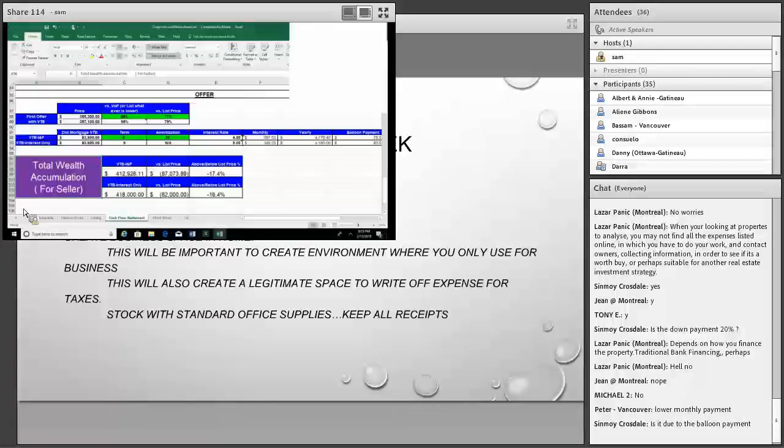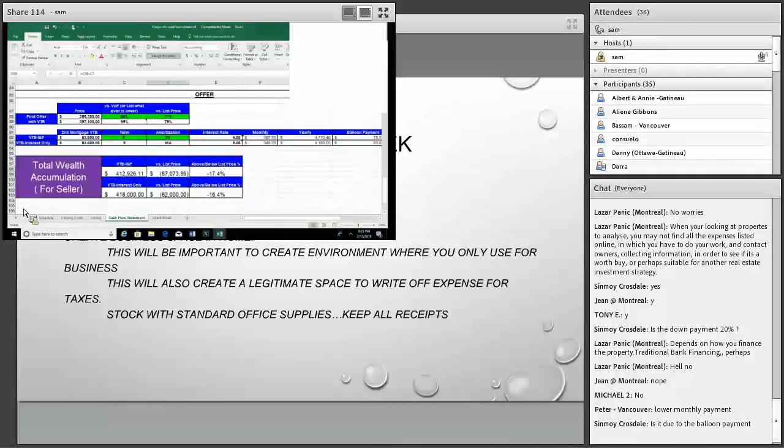Then we look over here at total wealth accumulation, and the reason we do this is to give them an idea of what we would be paying with interest and principal combined. If we look at interest and principal, we look at $412,000, and interest only it'd be $418,000 over that 5-year period.